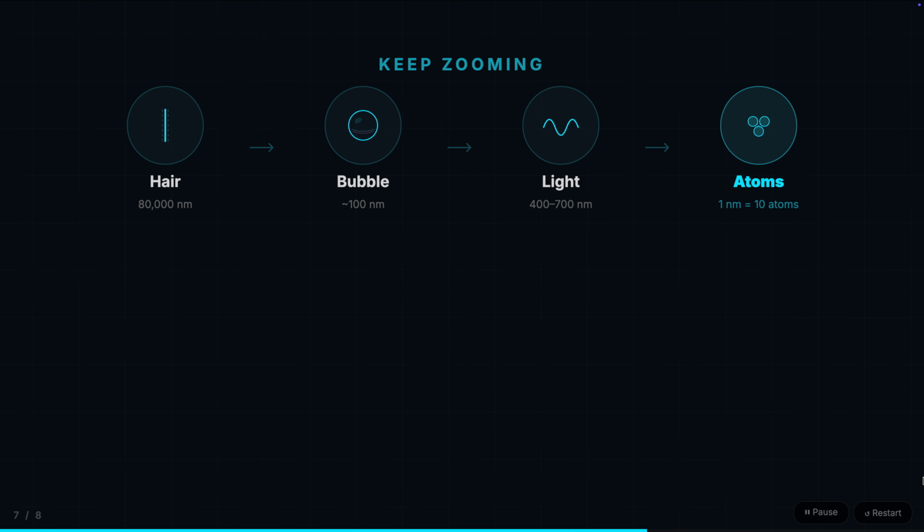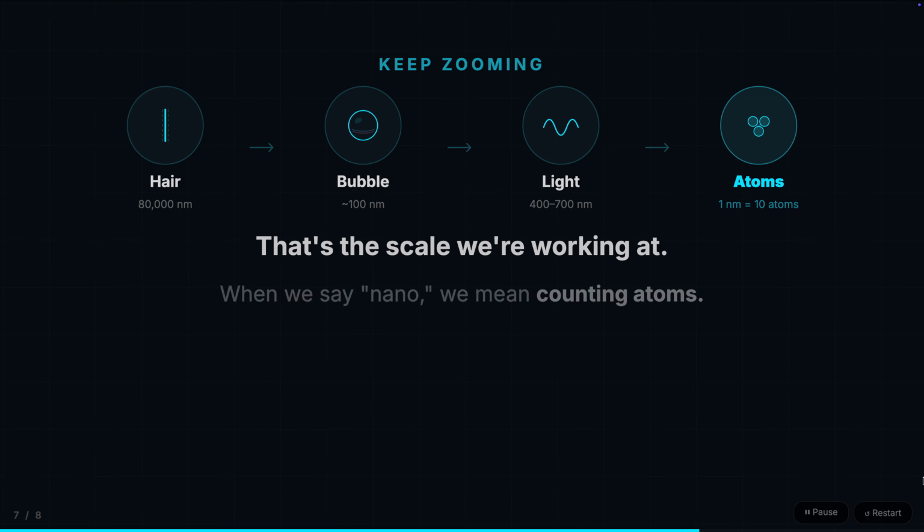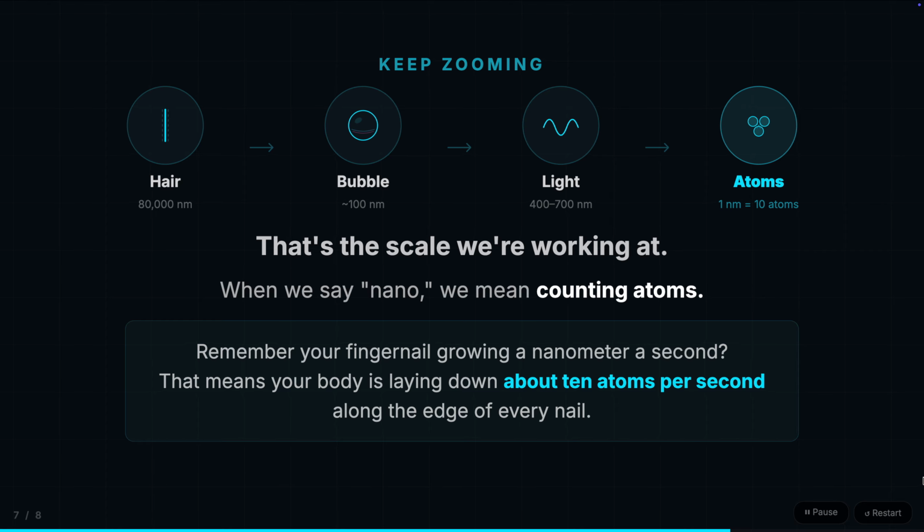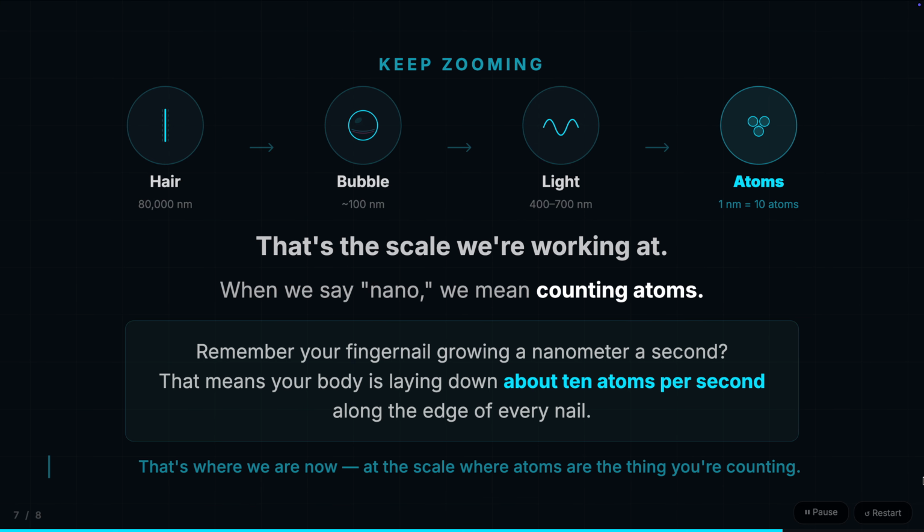So keep zooming. Past the hair, past the bubble, past the wavelength of light itself. 1 nanometer is about 10 atoms wide. That's the scale we're working at. When we say nano, we mean counting atoms. And remember your fingernail, growing a nanometer a second. That means your body is laying down something like 10 atoms per second along the edge of every nail. That's where we are now, at the scale where atoms are the thing you're counting.